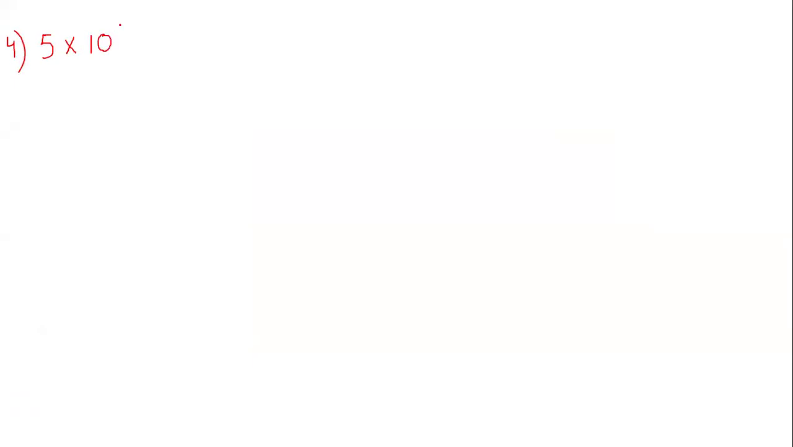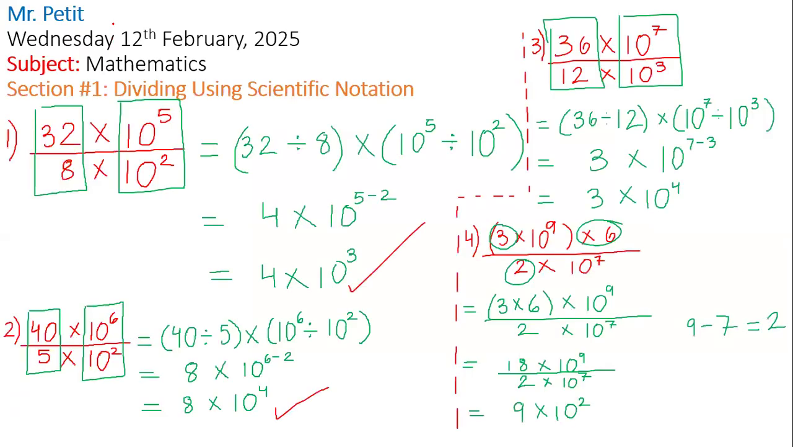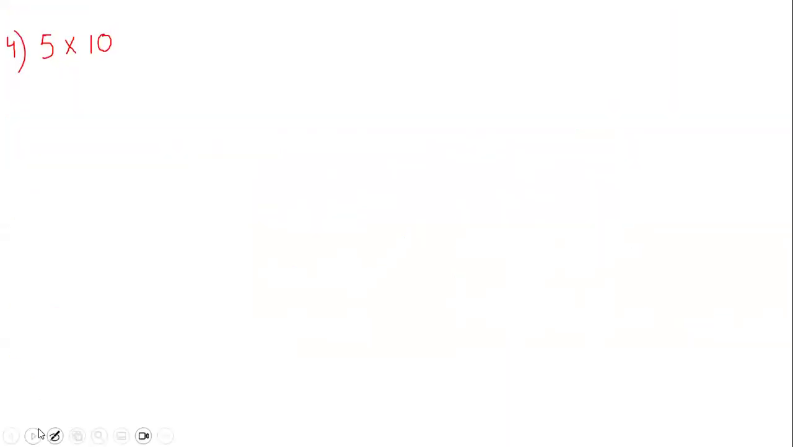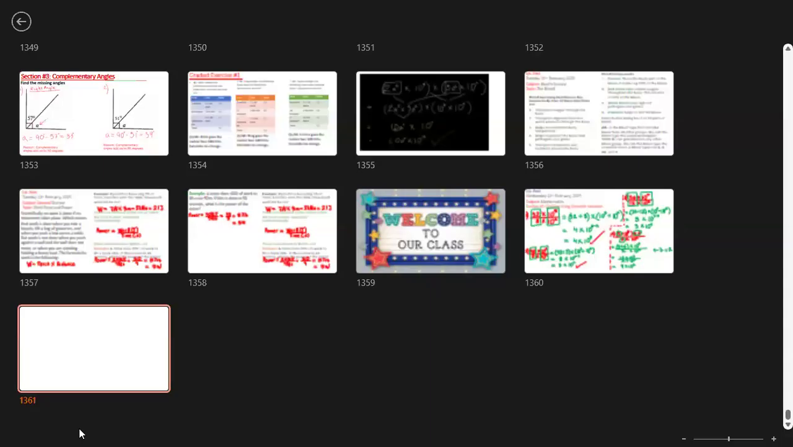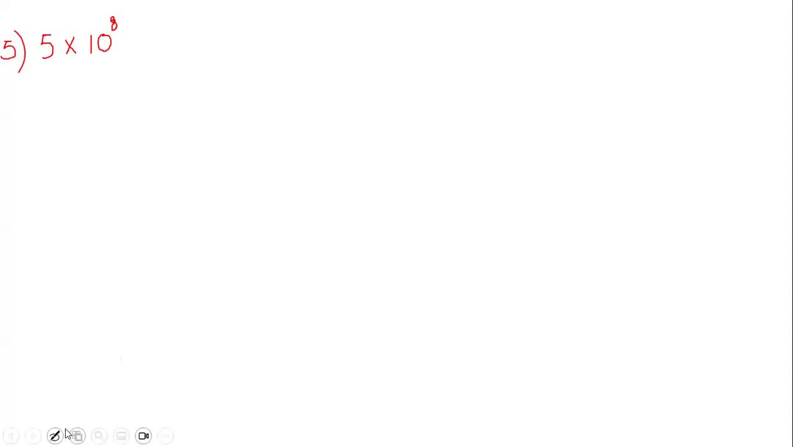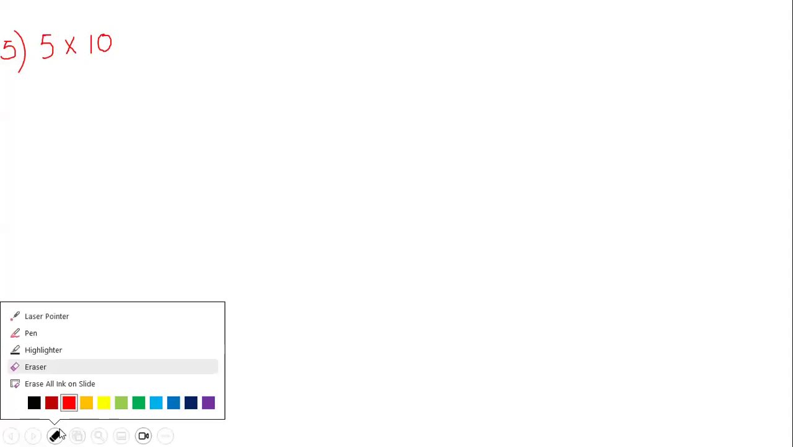Mr. Petit, you gotta change the 4 to 5. Okay, thank you. It's the 5th one already. That's correct. This is the 5th one. So 5 times 10, let's say 8. Let me make this a clear 8. So we have 5 times 10 to the power of 8.